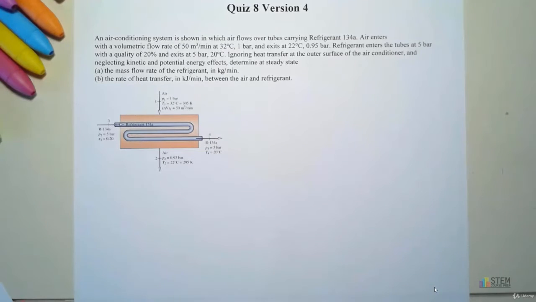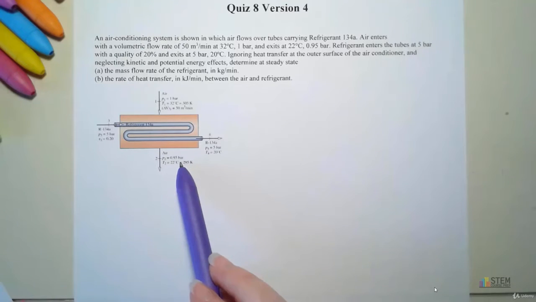Now the air is going to enter with a volumetric flow rate of 50 cubic meters per minute. Temperature is 32 degrees Celsius. Pressure is 1 bar. And then down here it exits at a temperature of 22 degrees Celsius and a pressure of 0.95 bar. So notice the temperature has decreased and the pressure has also decreased.